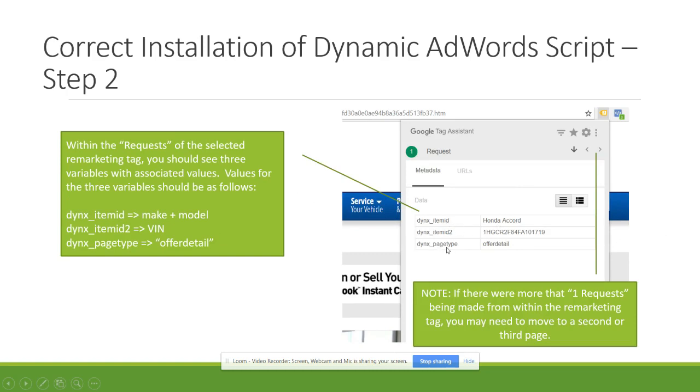And there are always three variables that have values passed for. They all start with the dynx underscore prefix, and then there's item ID, item ID 2, and page type. Item ID, we are always passing make model. Item ID 2, we're always passing VIN. Page type will always be offer detail because that corresponds with the vehicle detail page, and again, that's the only place we fire these from.